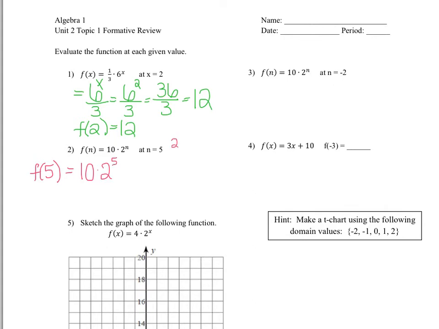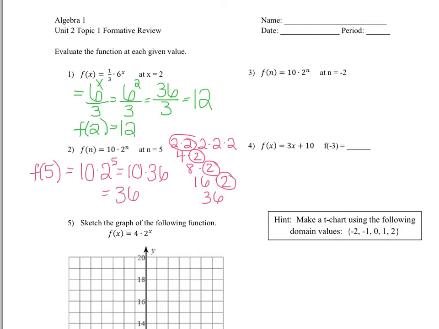Well, remember that 2 times 2 times 2 times 2 times 2 is 2 to the 5th. 2 times 2 is 4. 4 times 2 is 8. 8 times 2 is 16. 16 times 2 is 32. So notice we have 2, 3, 4, 5 2's. So this is going to be 10 times 32, which is 320. So f of 5 equals 320.